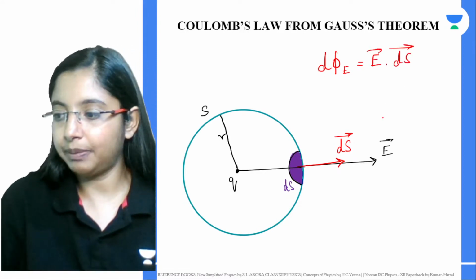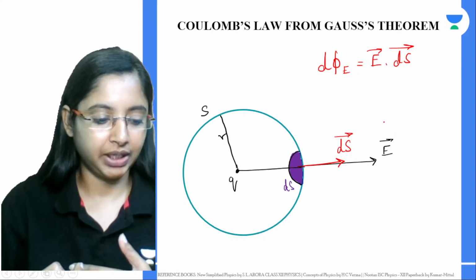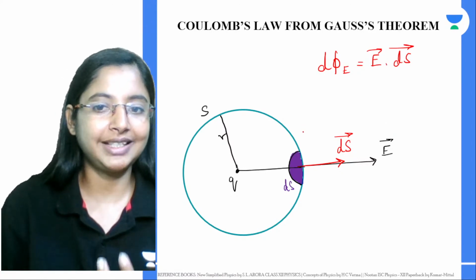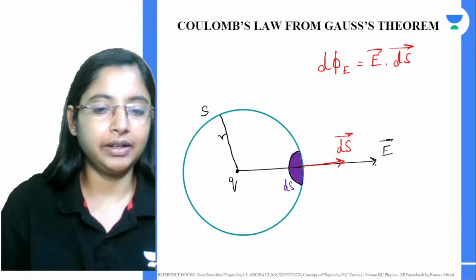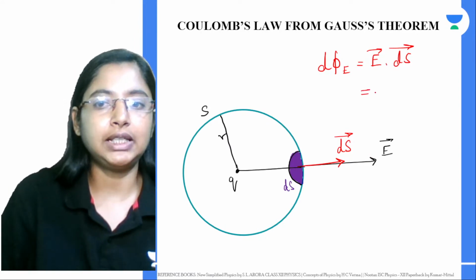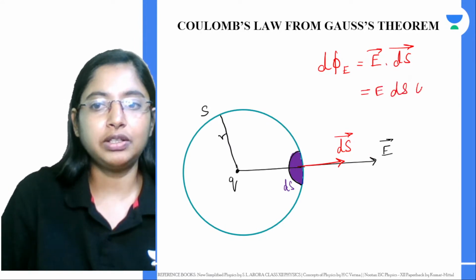In this case, what happens? There is no angle between them. The area vector ds and the electric field E are parallel, which means there is no angle. So if you write E dot ds, this will be E ds cos theta.